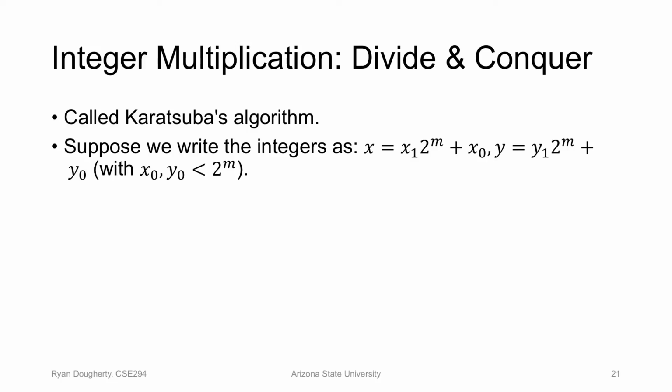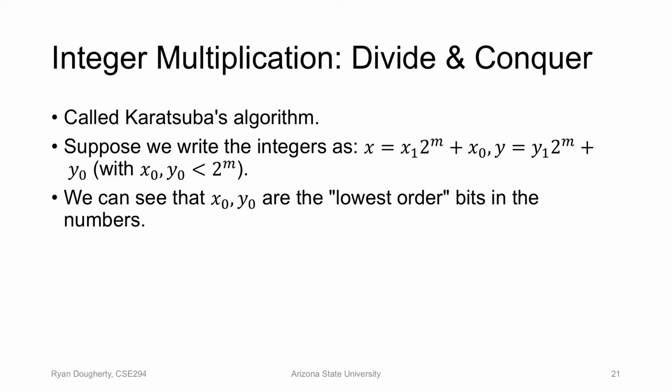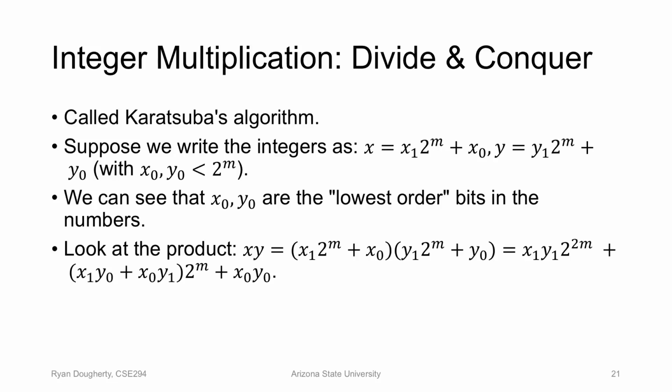So it's just another way of writing out the number, x and y here. All right? So x0 and y0 are the lowest order bits. So let's just look at the products. So x times y is just substitution for x, substitution for y, and then just do a FOIL expansion.